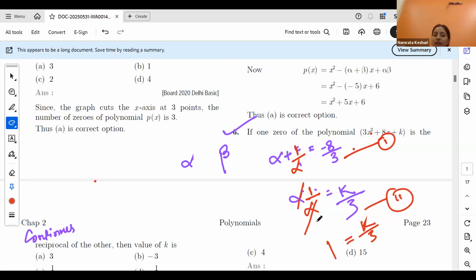Sometimes you also have to find the zeros. So once you got k, then you can try finding alpha and all from it. You can see what is asked in the question, but this is how the zeros and coefficient relationship we have to use over here.